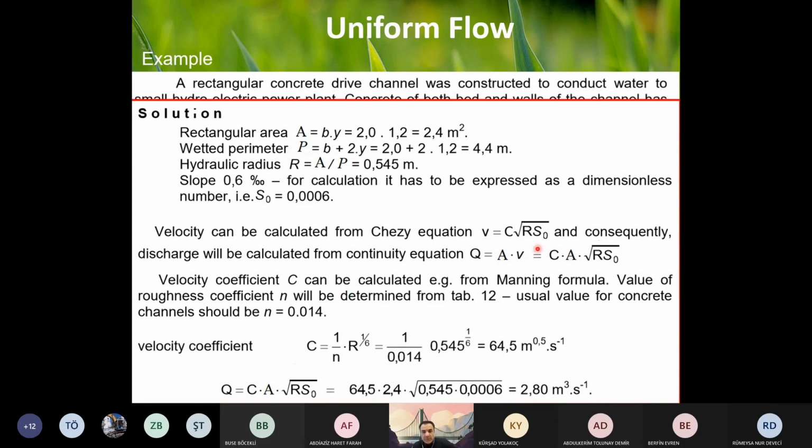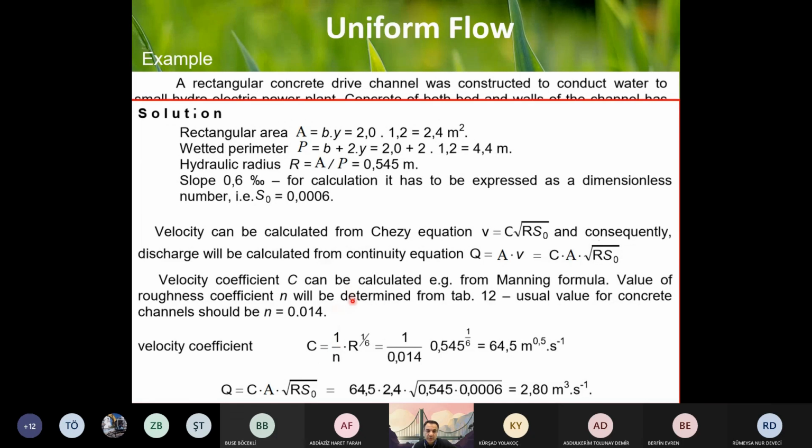So to calculate C, or to find coefficient C, I have this formula already talked about: 1 over n times R to the power of 1/6. What is n? Manning coefficient. I need the Manning coefficient for concrete lined channels.